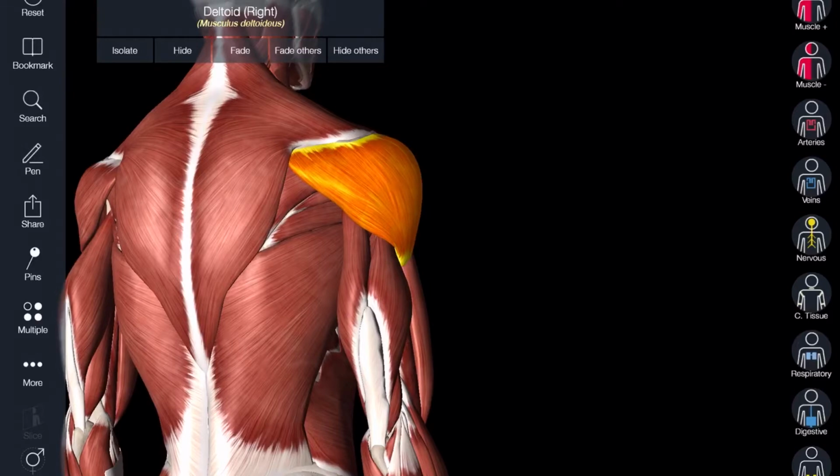So the opposite action to flexion is extension. So anterior fibers do flexion, posterior fibers do extension. Anterior fibers do medial shoulder rotation, posterior fibers do lateral shoulder rotation. Anterior fibers do horizontal adduction or horizontal flexion. Posterior fibers do horizontal abduction or horizontal extension. Let me just double check. Yes, horizontal extension is what your book calls it.